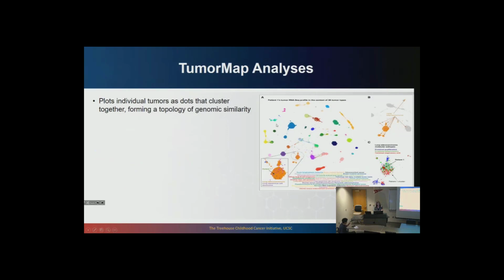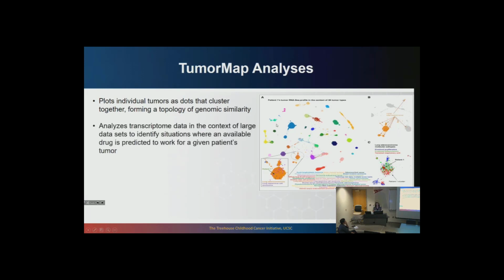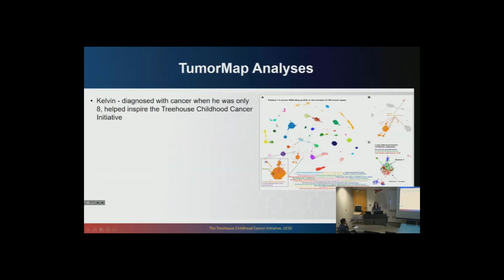Okay, so this portal allows tumor transcriptome data to be uploaded and plots individual tumors as dots that cluster together, forming a topology of genomic similarity. It analyzes transcriptome data in the context of large data sets to identify situations where an available drug is predicted to work for a given patient's tumor. The goal is to learn how a tumor differs and what it has in common with other people's tumors on a molecular level. So this all started with Kelvin, according to the UCSC Treehouse Childhood Cancer Initiative website.